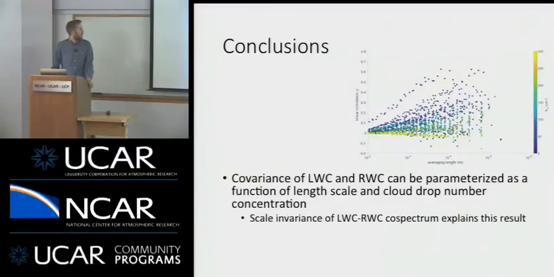We can also parameterize the covariance or correlation of rain and cloud liquid water as a function of length scale and cloud drop number concentration. And we have a good theoretical basis for this. So even if we were just to look at individual spectra, co-spectra rather, and categorize them by their drop concentration, we can probably come up with a pretty clean parameterization there.